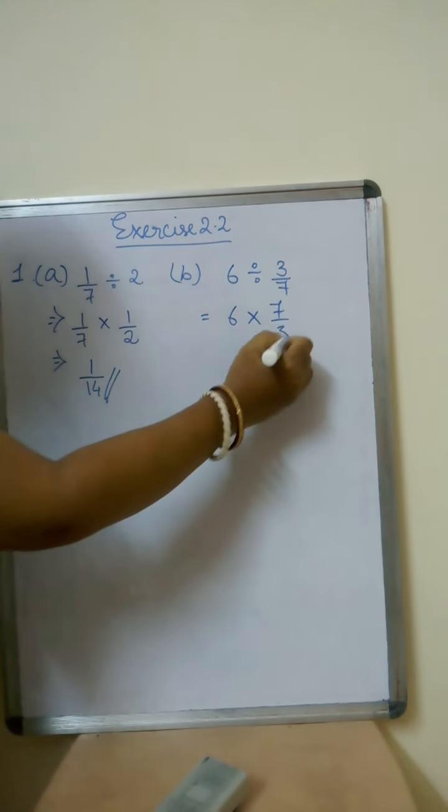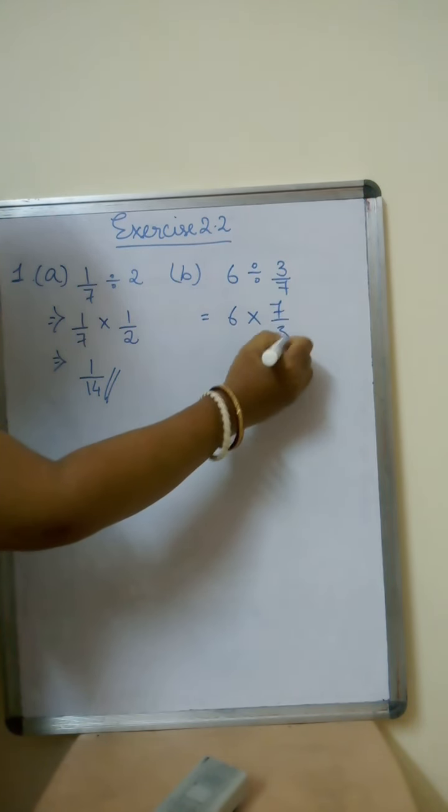So there are two more sums, question number G and question number H. These two will be for your homework. Right? For your homework and for your practice. You will practice this on your own. If you have any doubt, you can ask.